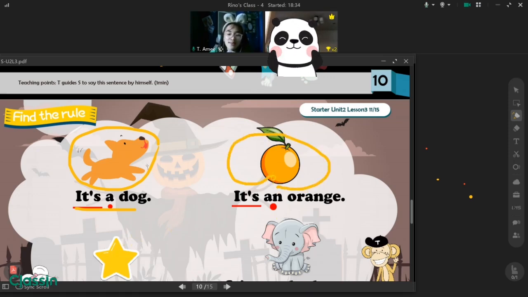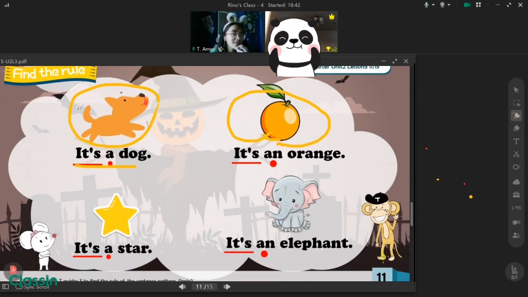How about this? What fruit is this? Do you know that? Oh, good job. Orange. So you say it's an orange. It's an orange. Okay. One more time, Reno. It's an orange.